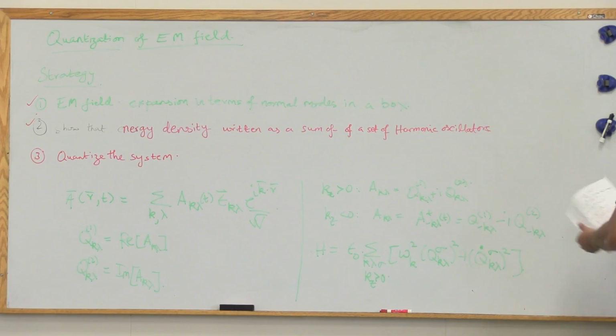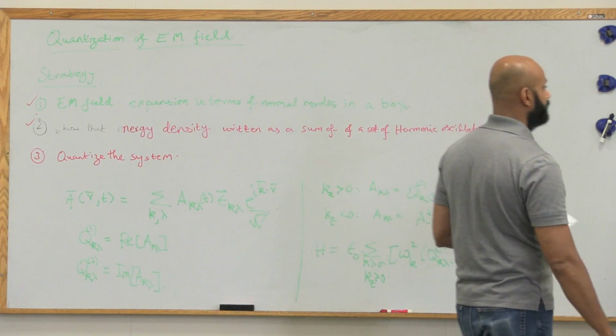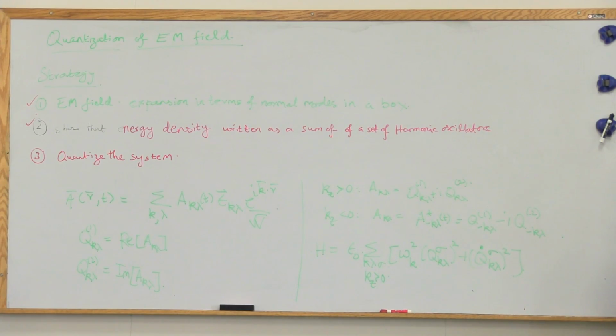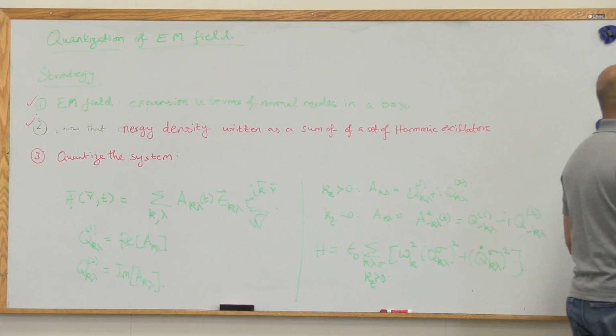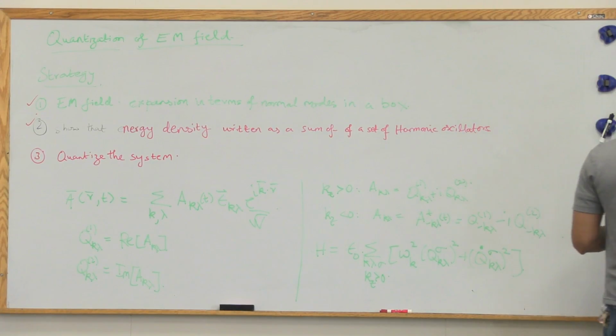So that was what I said, that we showed that the energy density is written as a sum of a set of harmonic oscillators, and here is the harmonic oscillator Hamiltonian, and now we just quantize it by introducing the raising and lowering operators.